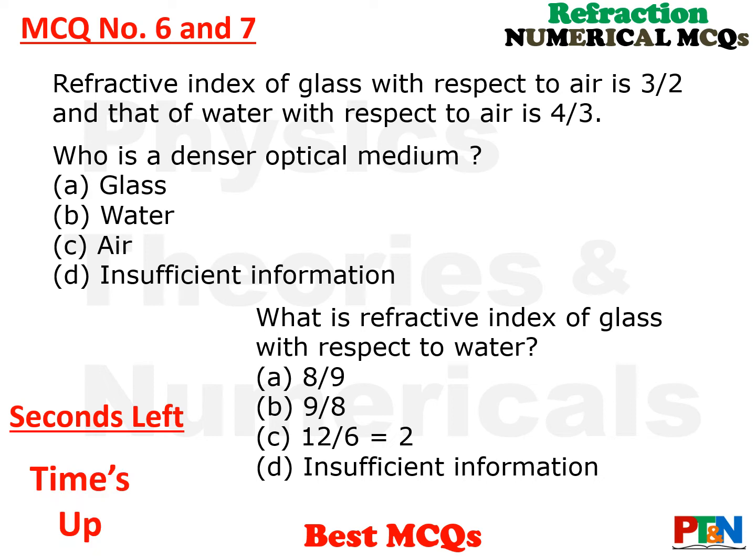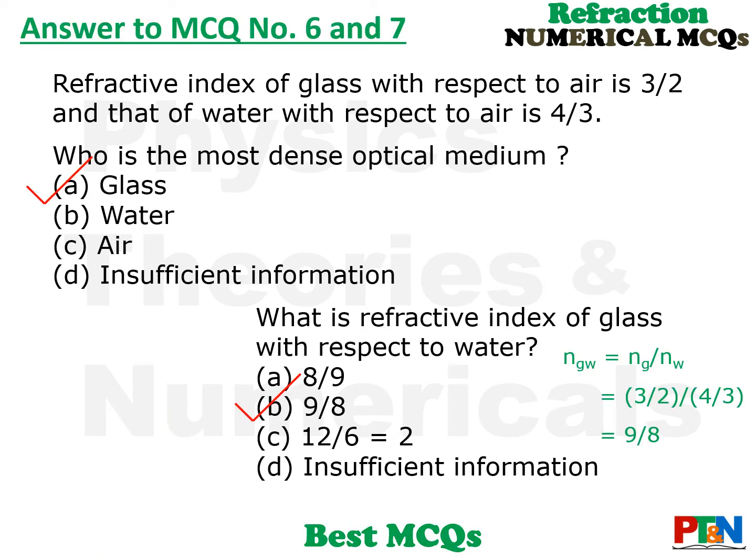Time's up. Let's see the answer. Of course, glass is the most dense medium among all the three. So first question is option A, that is glass. Second question, the answer comes 9 by 8. The calculation has been given in the side. Refractive index of glass with respect to water will be refractive index of glass by refractive index of water. Small calculation, the value is 9 by 8. That is option B.